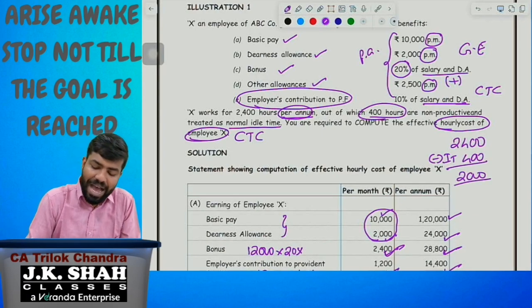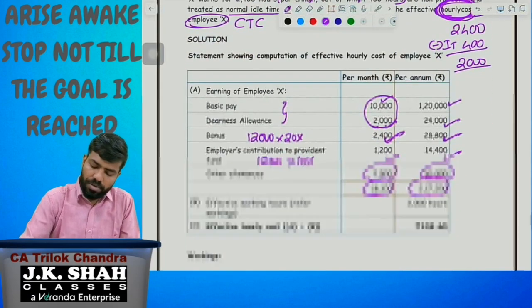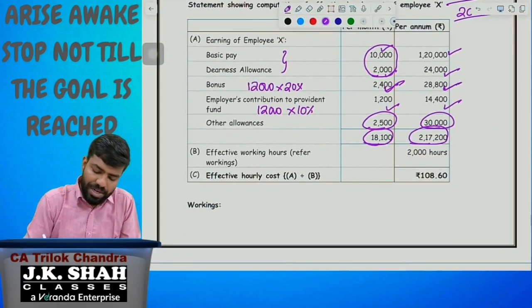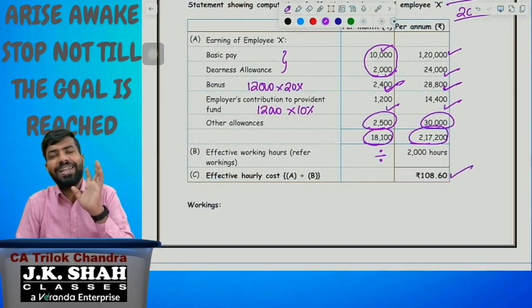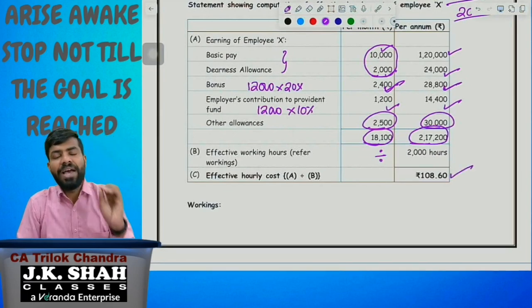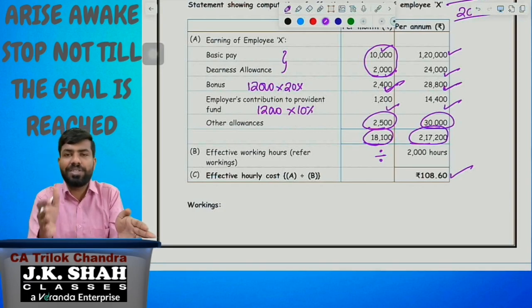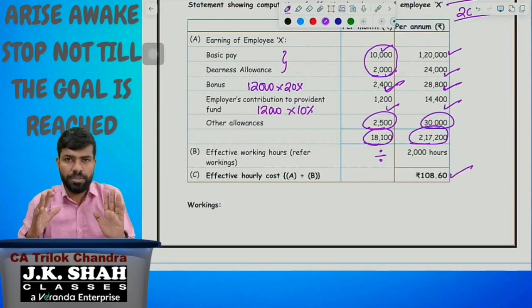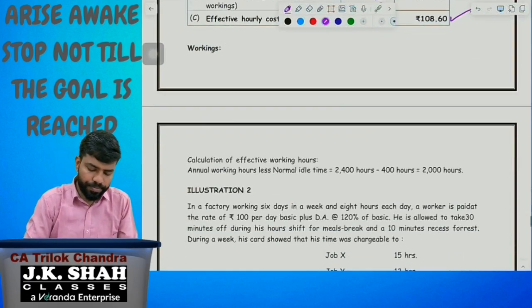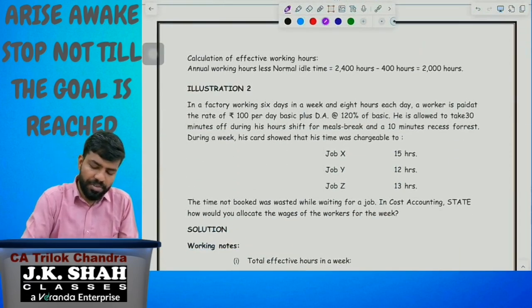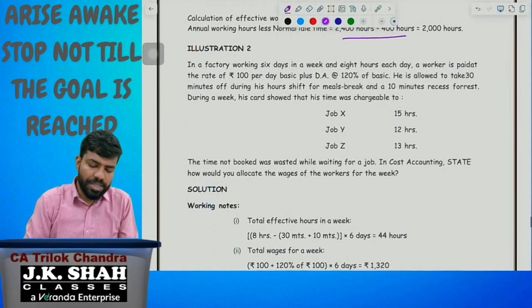They are asking per hour, hourly cost. So 2,17,200 divided by 2,000 hours, 108.60. This is the hourly rate. Have you understood this? All of you. So if you have the clarity between CTC and gross earnings, it is easy to solve the questions. Okay, now. So here is the working. Fine. Look at the illustration 2.